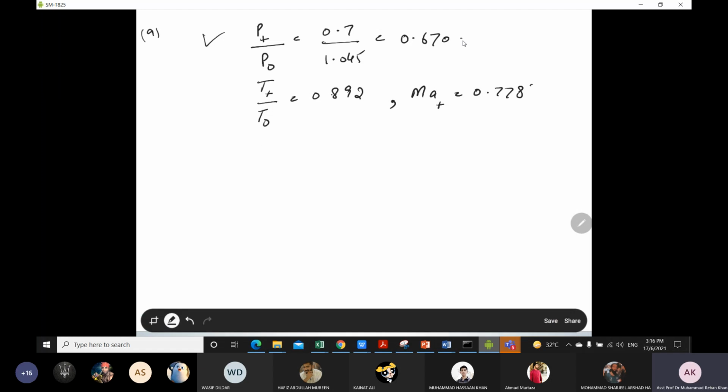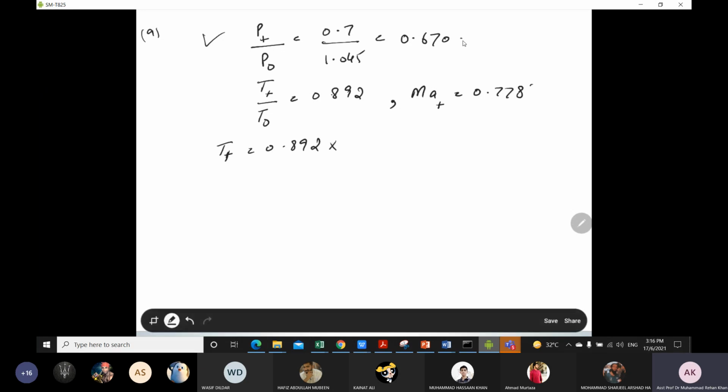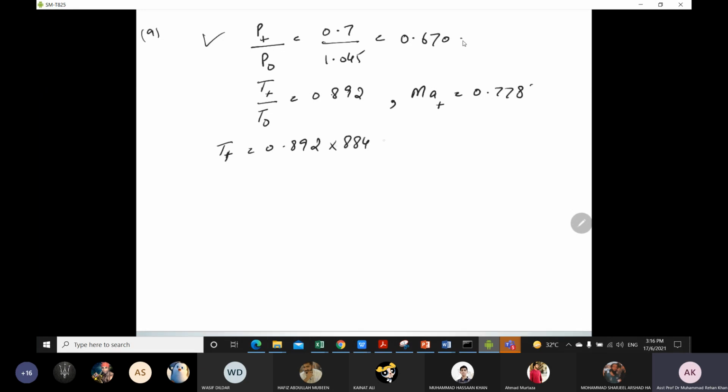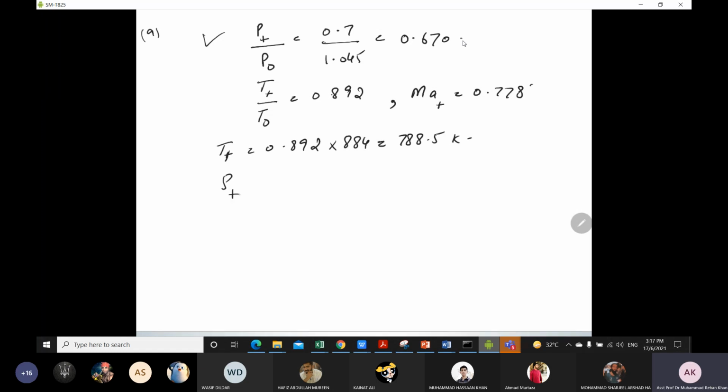So now we have these two values, so we can easily find the throat temperature from this data. So throat temperature is basically equal to 0.892 into stagnation temperature. So stagnation temperature is 884 Kelvin, and now we can find out the throat temperature as 788.5 Kelvin. So this is our throat temperature. So similarly, we need the throat density as well. So that is throat pressure over R and throat temperature.